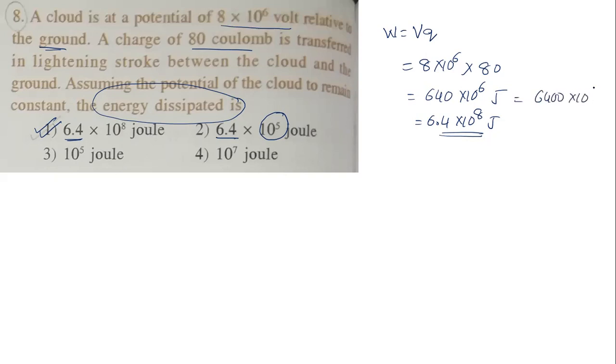6400 into 10 power 5 joule. That is not there. Again 6.4 here. So this is a wrong answer. So of course this is wrong and this is wrong. Now it is only the first option that is right: 6.4 into 10 power 8 joule. So this is the work done.